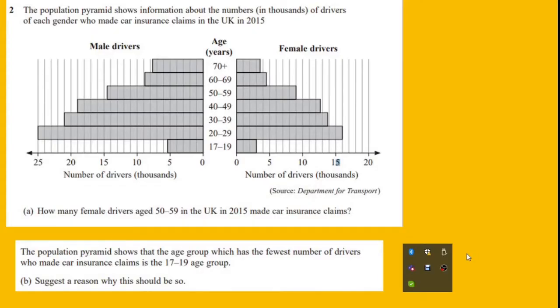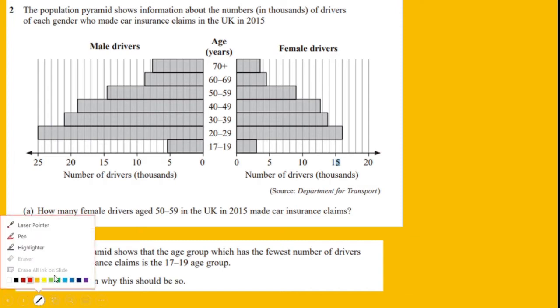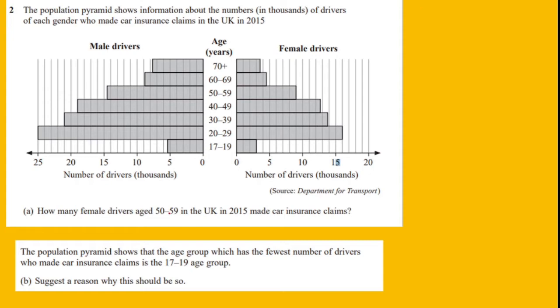Okay, the population pyramid shows information about the numbers, in thousands, of drivers of each gender who made car insurance claims in the UK in 2015. Males on the left, females on the right. How many female drivers aged 50 to 59 in the UK in 2015 made car insurance claims?